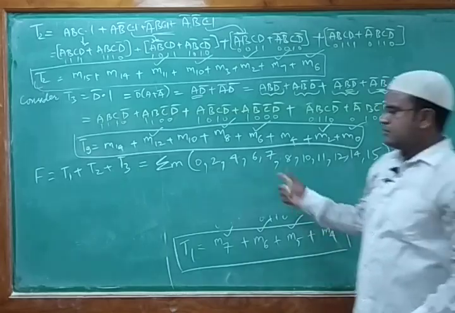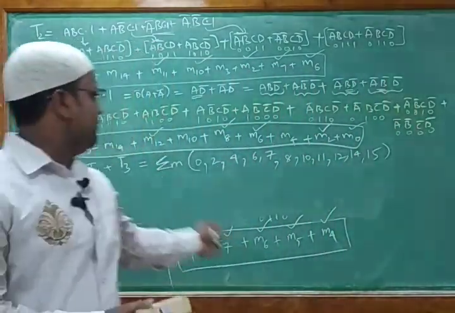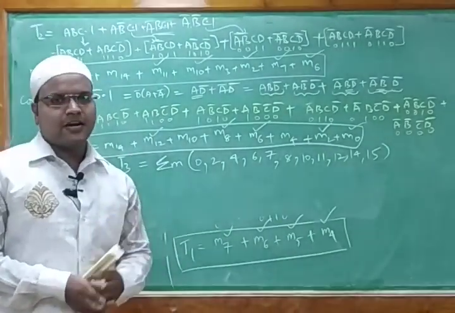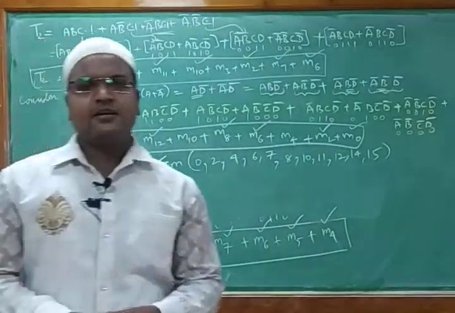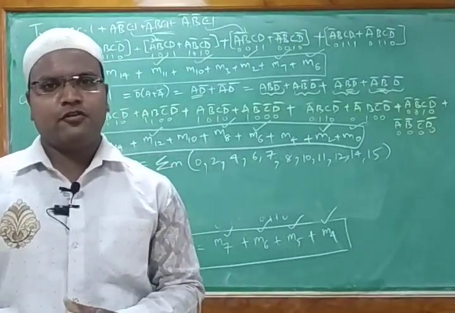So by taking all these combinations of the terms, term 1 plus term 2 plus term 3, we modified it this way. The next criterion is that we need to draw its 4 variable K-map. So now we will draw the 4 variable K-map.